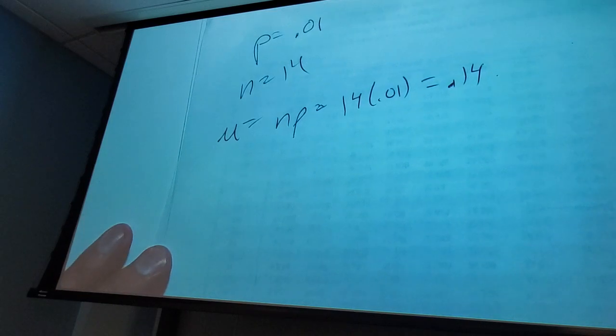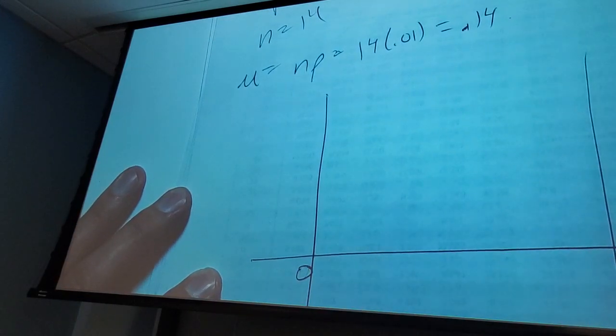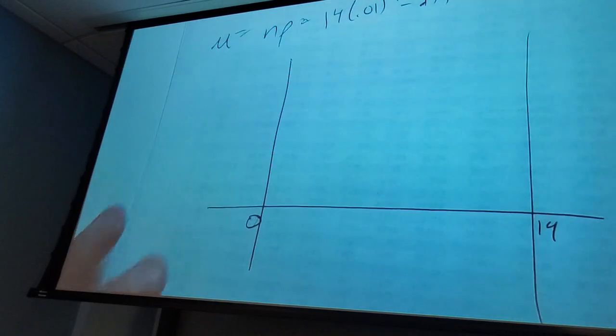So now, where will the tallest peak be? There's a 0 here, there's a 14 there. Do you guys agree there's 2 walls here? What's the least number of heads I could get if I flip it 14 times? 0. What's the most? So there's 2 walls built in, correct? If I flip it 14 times, I am not going to get 15 heads. If I do, something's wrong, right? Are you guys kind of with me? Okay.